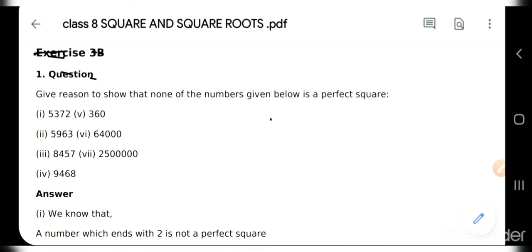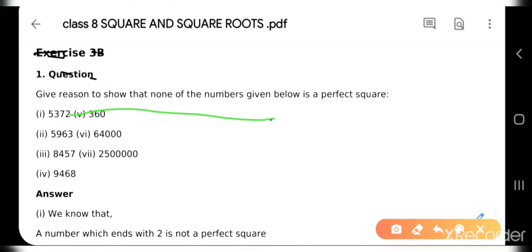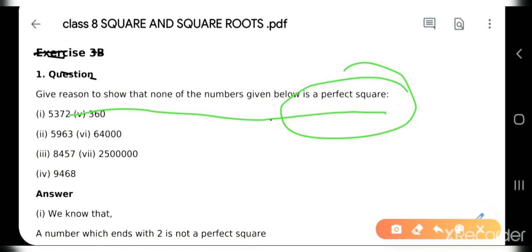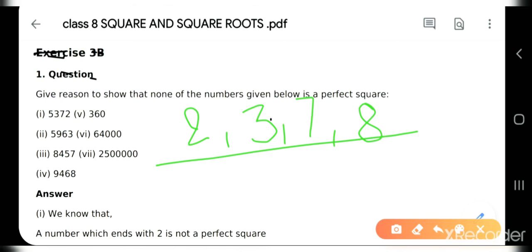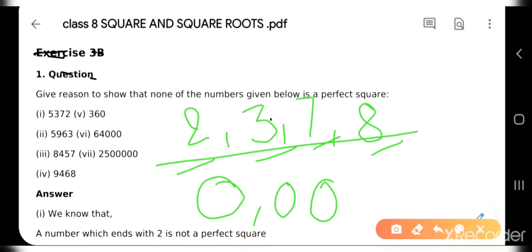First question says give reasons to show that none of the given numbers below is a perfect square. Remember that I've already told you that numbers ending with 2, 3, 7, 8 are not perfect squares. If the ones place of any number is occupied by these four digits, then the number is not a perfect square. Also, if the number is ending in an odd number of zeros, suppose a number contains one zero at the end, or three zeros, or five zeros at the end, then the number is not a perfect square. So let's begin.